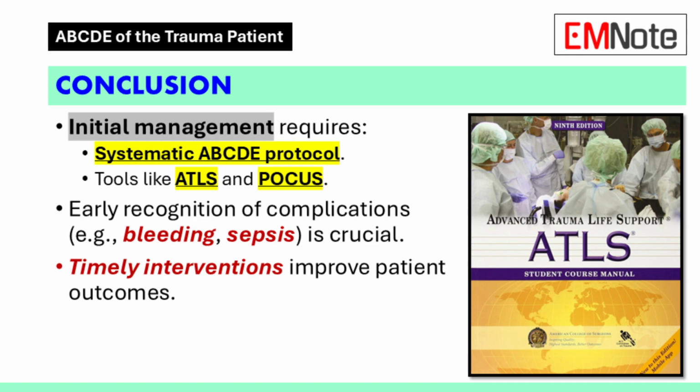The initial management of polytraumatized patients requires a systematic and timely approach using the ABCDE protocol and tools like advanced trauma life support and point-of-care ultrasound. Recognizing and addressing airway, breathing, and circulatory compromise are paramount. Early identification of potential complications like bleeding and sepsis is essential for improving patient outcomes.